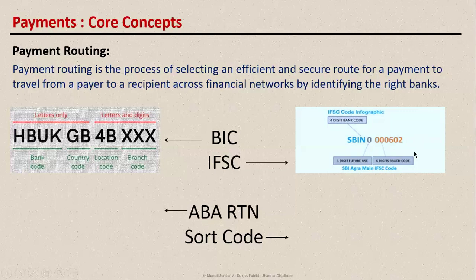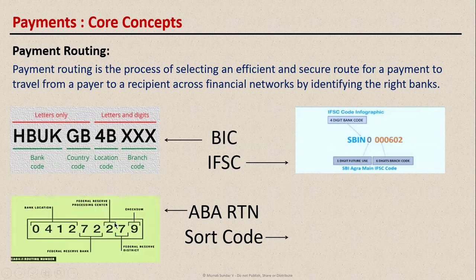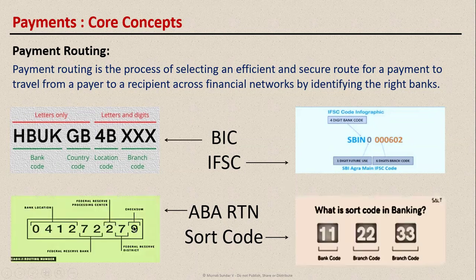Technically, it means that if you want to send money from one bank to another bank, this IFSC code is mandatory so that the sender bank can easily identify to whom it is sending the money, and how efficiently it can send the money to that particular bank. Like that, we have the RTN code and the sort code. Like we said, each identification has its own definition based on their country norms. Okay, so any questions on routing?